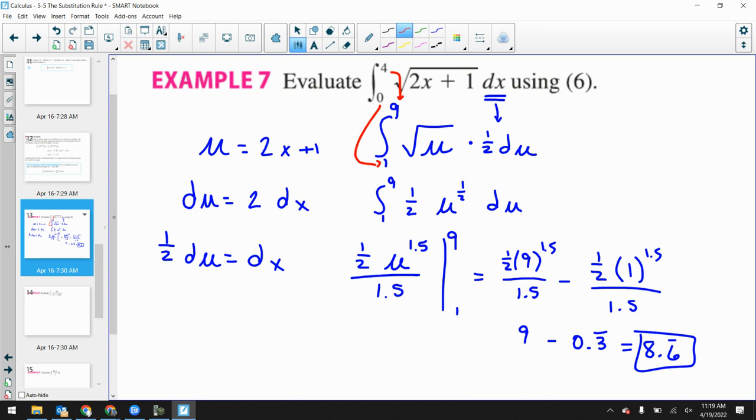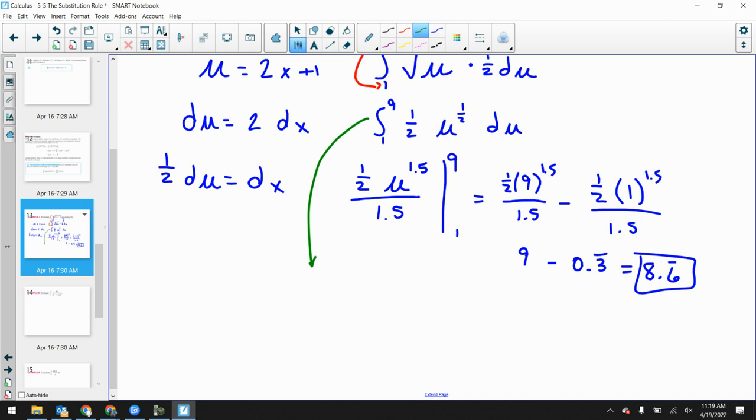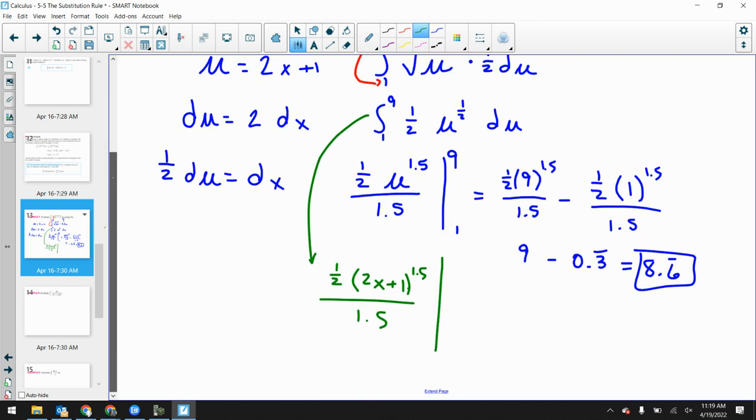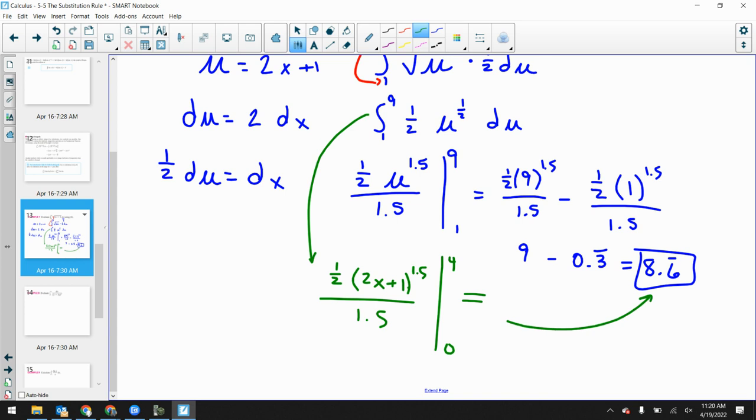The other option of doing this problem would have been to do this. At this point, go back and say 1/2 times 2x plus 1 to the 1.5 over 1.5 and do this from, where did we start? 0 to 4. See, that is equivalent to that. And that just complicates our life a little bit more because there's another additional expression within there. So I am always going to do this, where we change our parameters of a to b, run it through u, so that our life is just a little bit easier in the long run. Okay.